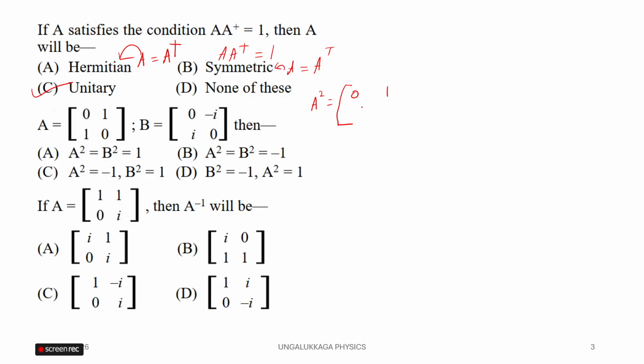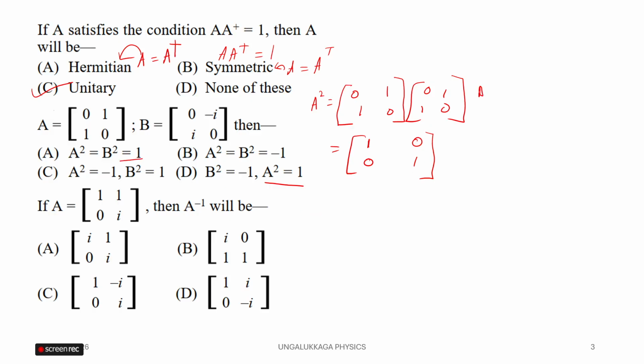A is 0 1 1 0, and multiplying by 0 1 1 0, we will have 0 times 0 is 0, 0 plus 1 is 1, and here also 0 plus 0 and 0 plus 0. So here we have 0 and 0, and here we have 1. So A square equals the identity. So obviously, you can now have option A or D. Obviously we have to find B square.